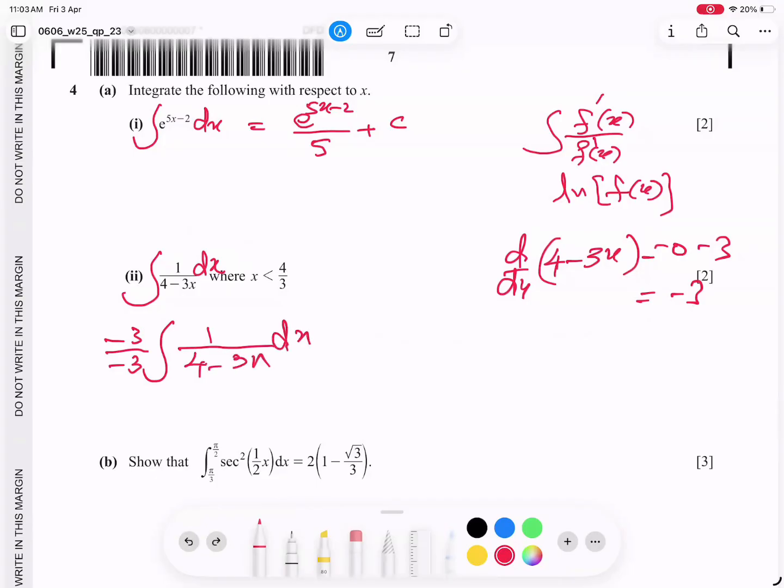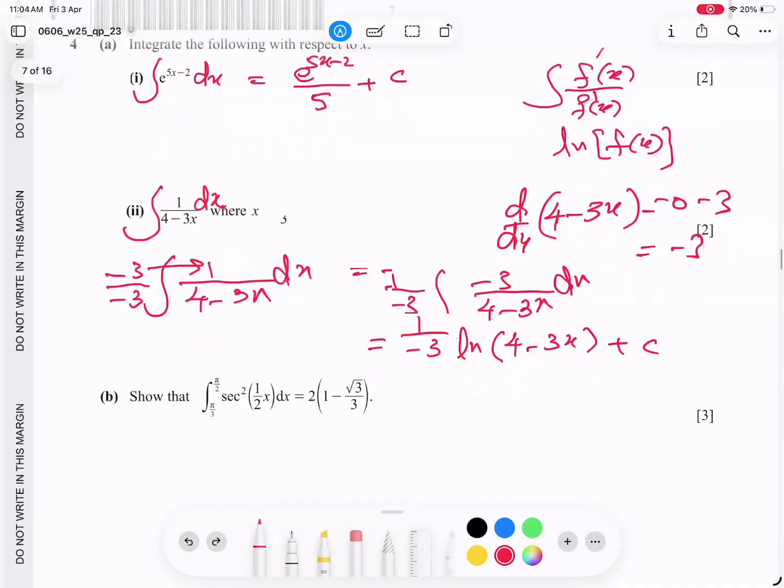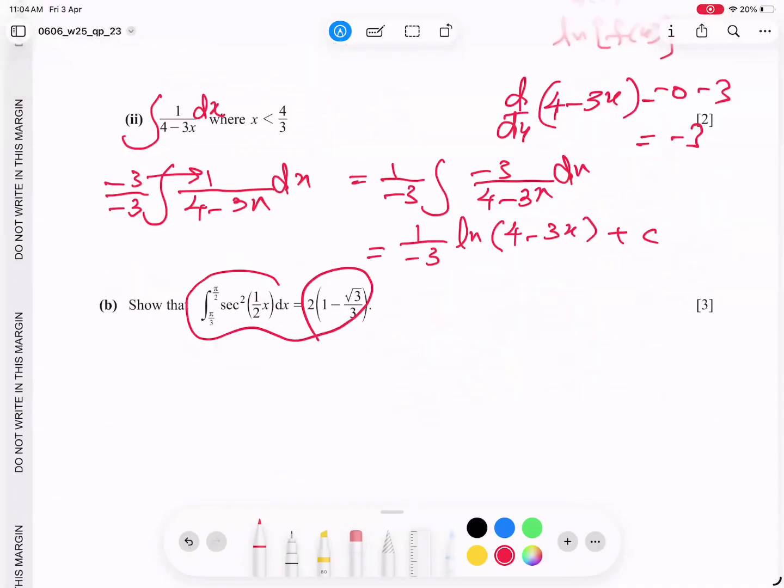Upper part will go inside, lower part will stay outside. So this will stay as it is, 1 over -3. Here I can write log of 4 minus 4, the denominator part I talked about, plus C. And that's it. This is our final answer. You can write the negative below or write it up, no problem at all. Now, show that this answer is this.